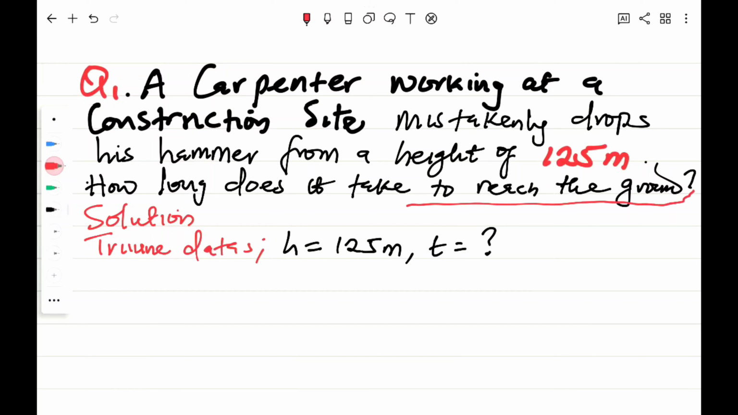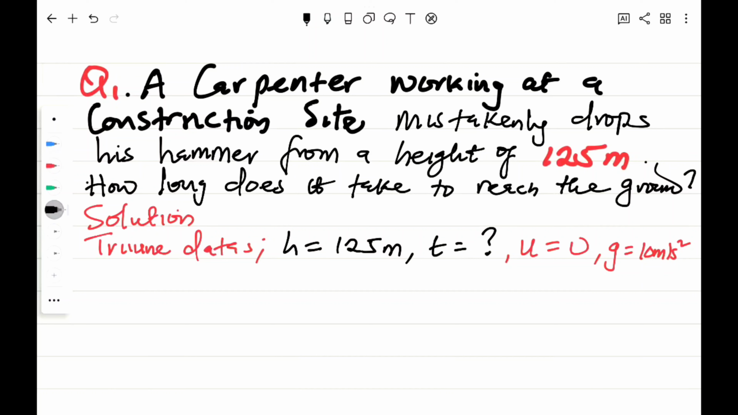Then how long does it take to reach the ground? So to reach the ground, it means our initial velocity is 0. Are you here? So if that is the case, you can see that this question has to do with height. It has to do with gravity, because it drops from the height. I hope you are following this. So our g is 10 meters per second squared. Okay? 10 meters per second squared.